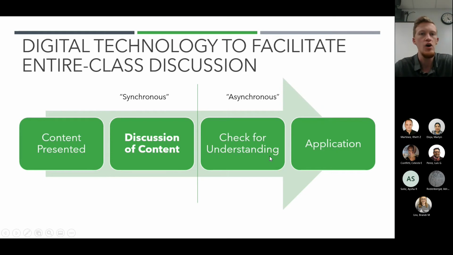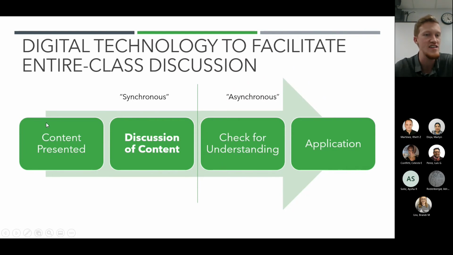So essentially, the discussion happens primarily in the synchronous portion. And then the asynchronous is like the work you expect them to do afterwards, the actual task you expect them to perform, whether it's a check for understanding as well as an application.